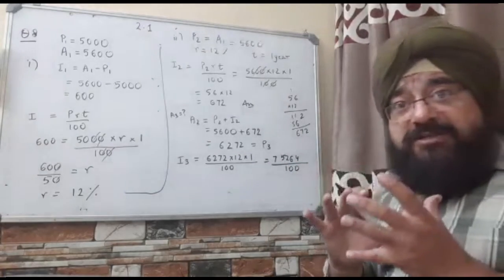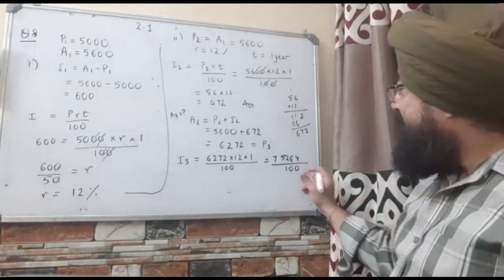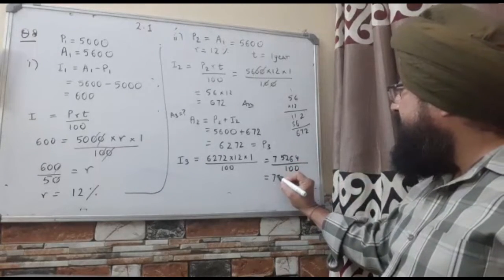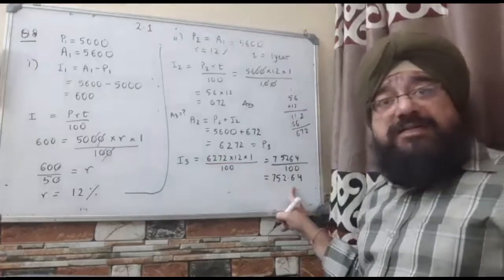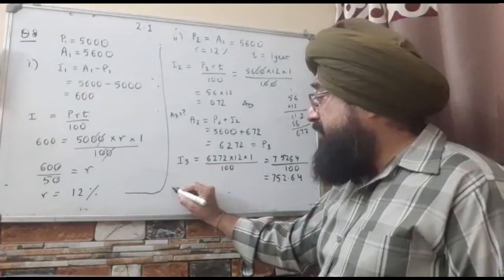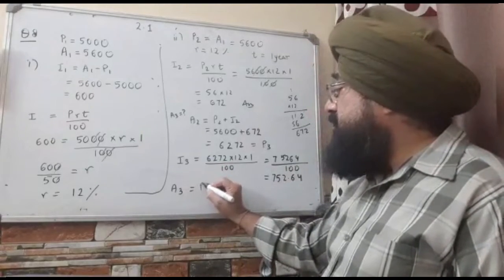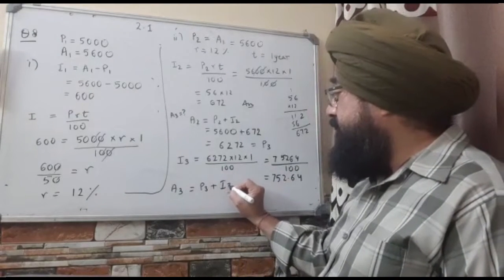I've got a calculator in my hand, so I can do that. So upon 100, that makes it 752.64. But mind you, this is not your answer. This is your I3. And I need to find A3, which is P3 plus I3.